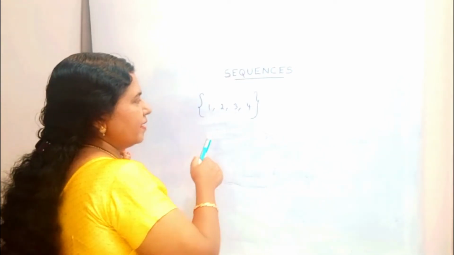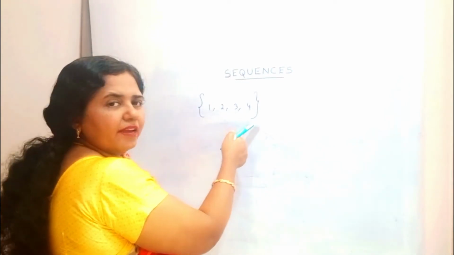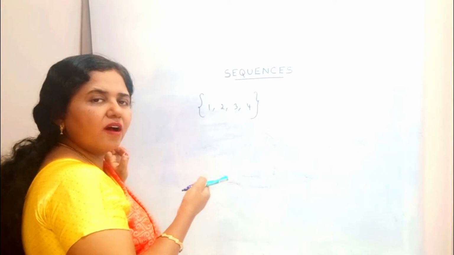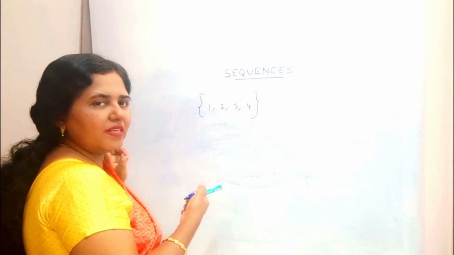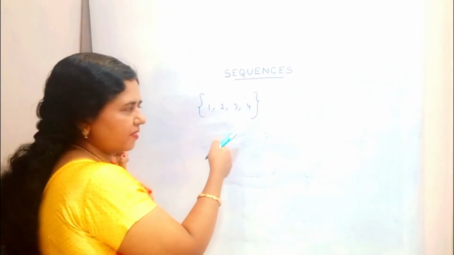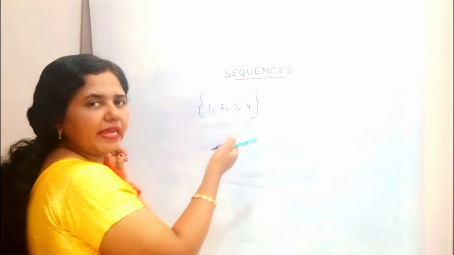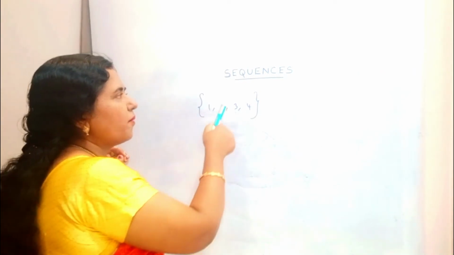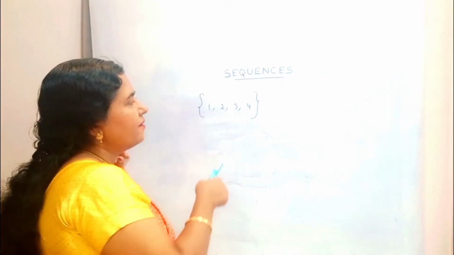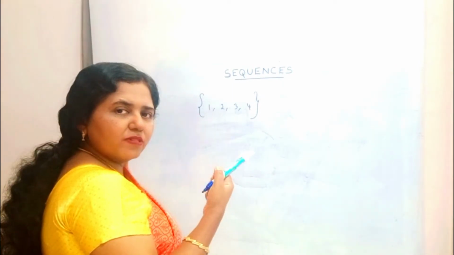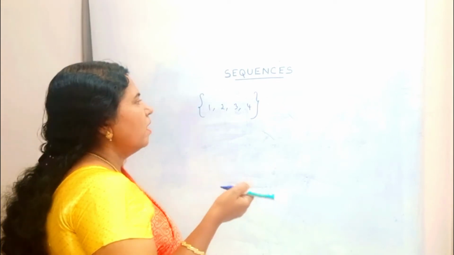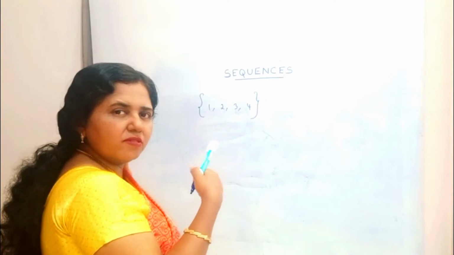Now this 1, 2, 3 and 4 can be called elements of the sequence or terms of the sequence. So in this sequence we have 4 terms: 1, 2, 3 and 4. One more thing to be noted is that within a sequence the values can be repeated also. There is an option for that also. So this is some introduction about sequences.